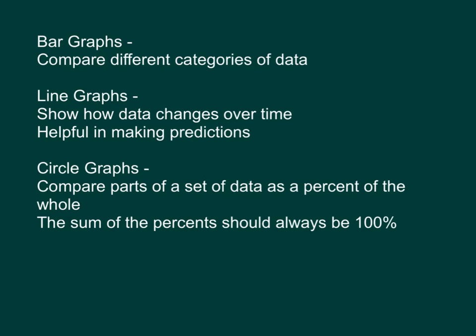For instance, it might be something like as the student's age increases, what happens to the amount of screen time that they have. So a line graph might be useful for something of that nature. It's also helpful when you're trying to make predictions about the future when you don't have any data yet. But based upon trends in the past, you can maybe predict what might happen in the future. And a circle graph compares parts of a set of data as a percent of the whole, and the sum of the percents should always add up to 100%.